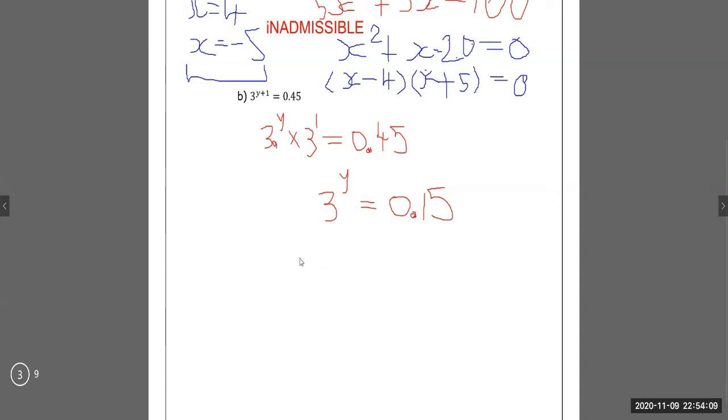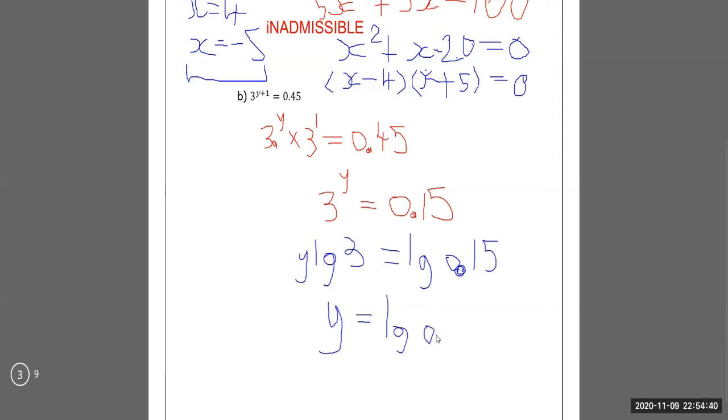So we log both sides, and we're going to get y log 3, because we can bring down the power. y log 3 is equal to log 0.15. Absolutely. So what do we get when we divide? To get y, y would be log 0.15 divided by log 3.